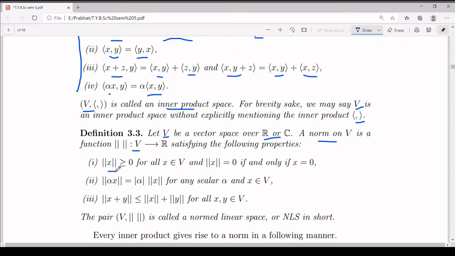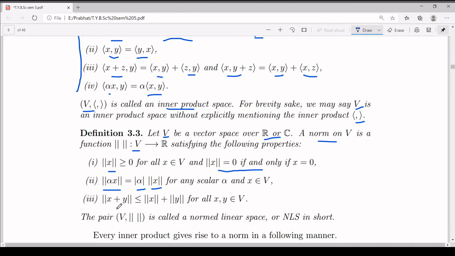First, the image of x under your map should be greater than or equal to 0 for all x, and this image will be 0 if and only if your x itself is 0. Second, if alpha is any scalar, remember if you are taking your field to be R, alpha will be a real number. If you are taking your field to be C, then alpha will be a complex number. So depending on that, the norm of alpha x should be equal to mod alpha times the norm of x.